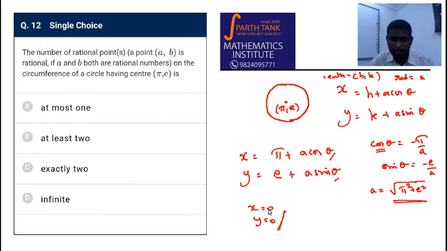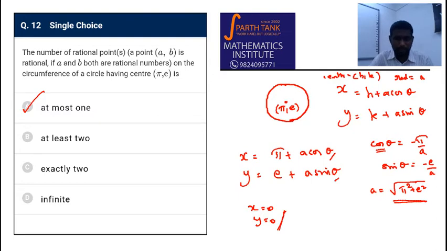So a circle can pass through this one point. For any other value of the radius, you can never make both rational. So this is the only circle, a circle of radius pi square plus e square and center at pi comma e, which has at most one point, only this point. There is no other way you can make a rational number out of this. No other way except 0, 0. Okay? So there is at most one way, only one point.